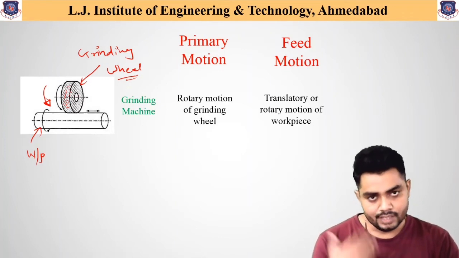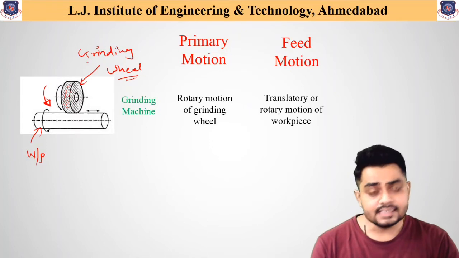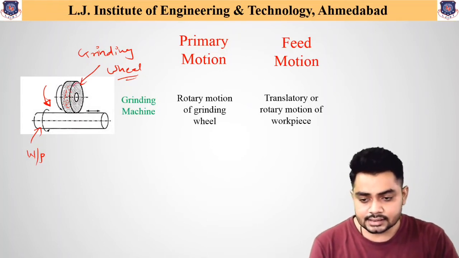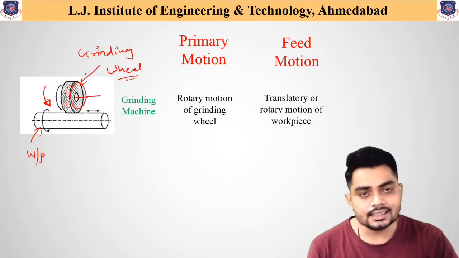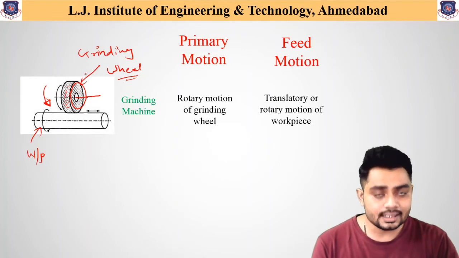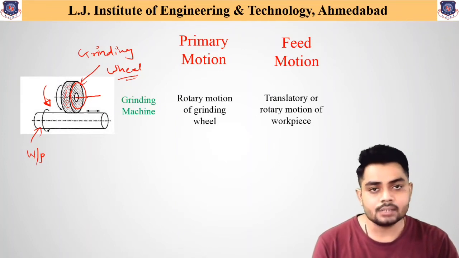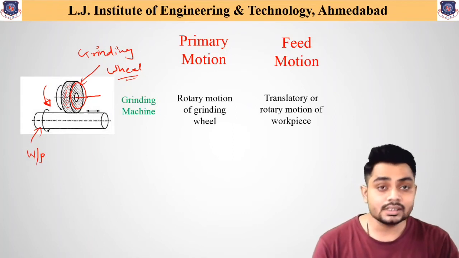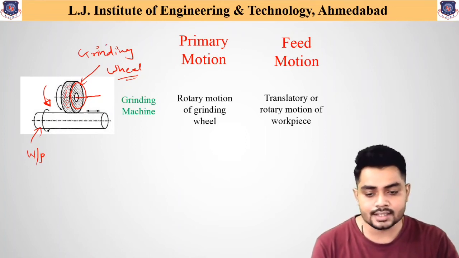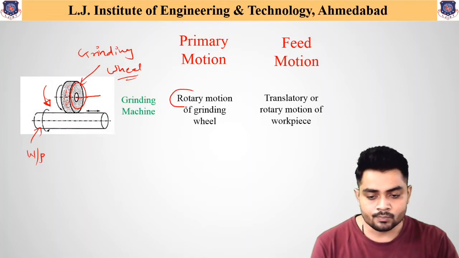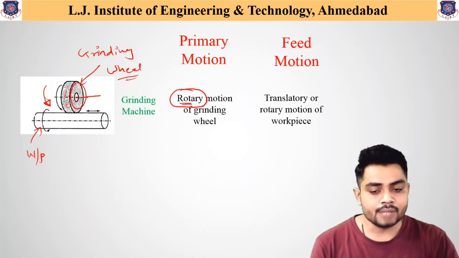If we say simply again, this grinding wheel is stationary about this particular point, and when we feed the workpiece towards the grinding wheel, and the wheel is not rotating, are there chances of finishing or machining this workpiece? No, there are no chances. It means for finishing or machining purpose, this grinding wheel needs to be rotated about its axis. So that is the primary motion. Here you can see that the rotary motion of the grinding wheel is the primary motion.